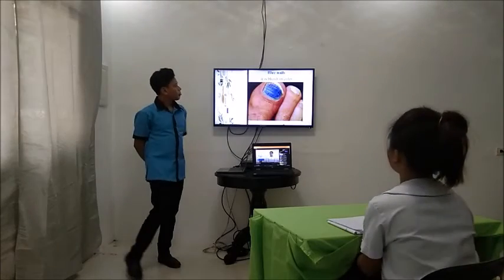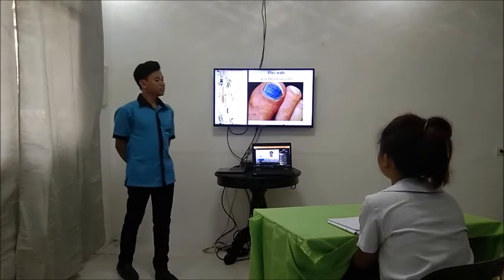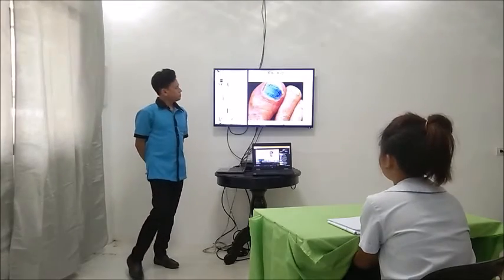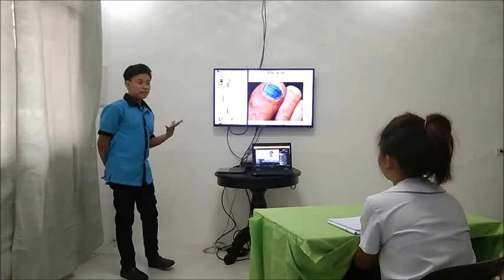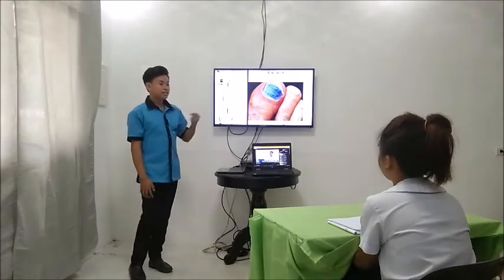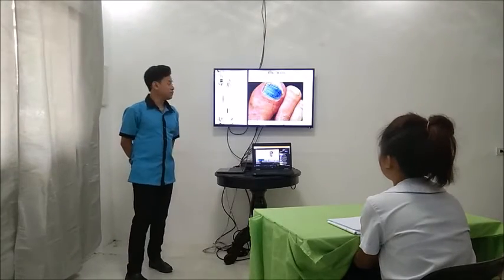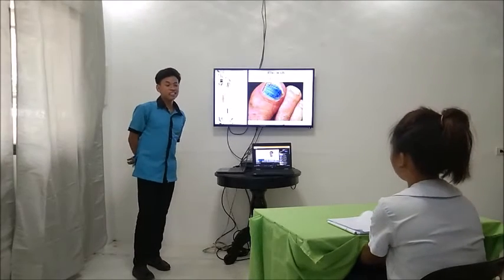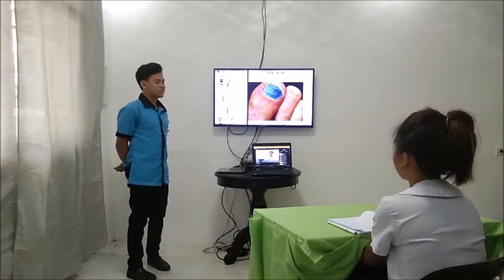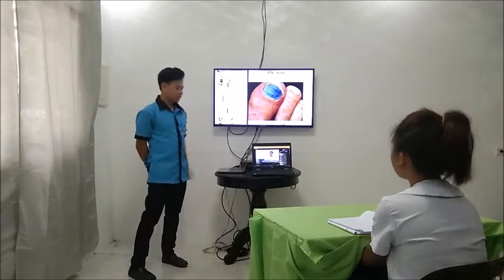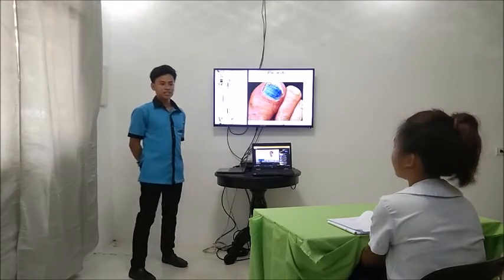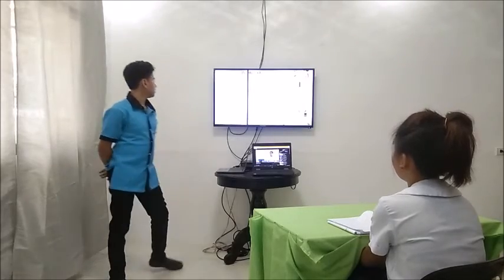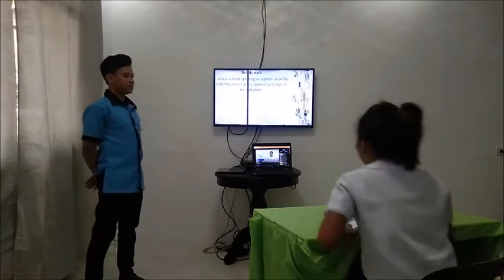Okay, blue nails. It is bluish in color. So it may be attributed to poor blood circulation or heart disease. If you have blue nails, it may be attributed to poor blood circulation and heart disorder. Okay, so another. Kindly read the next.